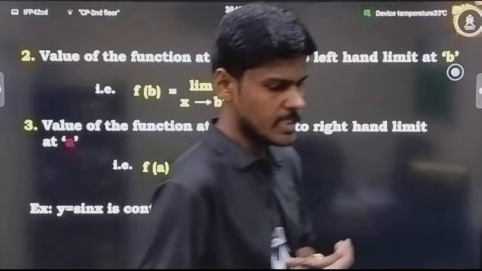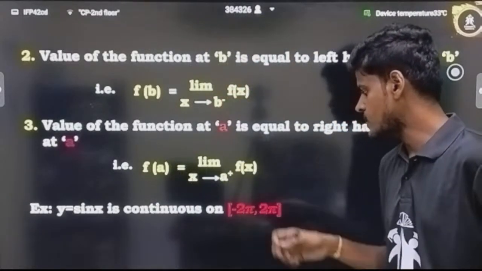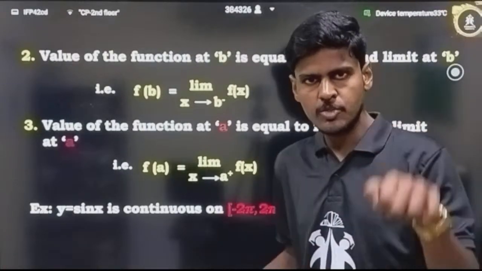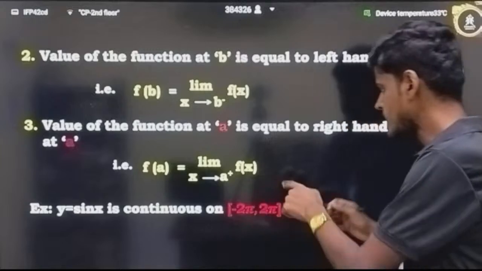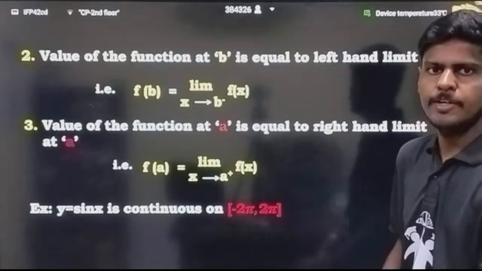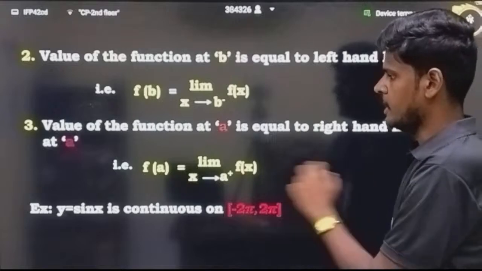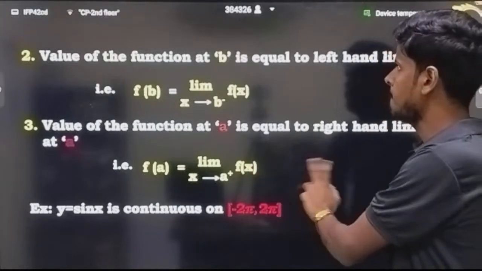For example, y is equal to sin x is a continuous function on the closed interval between minus 2 pi to 2 pi. Now what we need to see is that f of minus 2 pi should be equal to the right hand limit. Similarly, f of 2 pi should be equal to the left hand limit of sin x at 2 pi. When that is satisfied, obviously it is satisfying, so this is a continuous function.